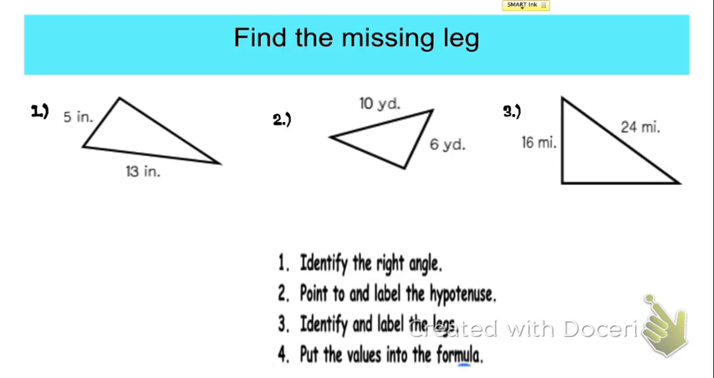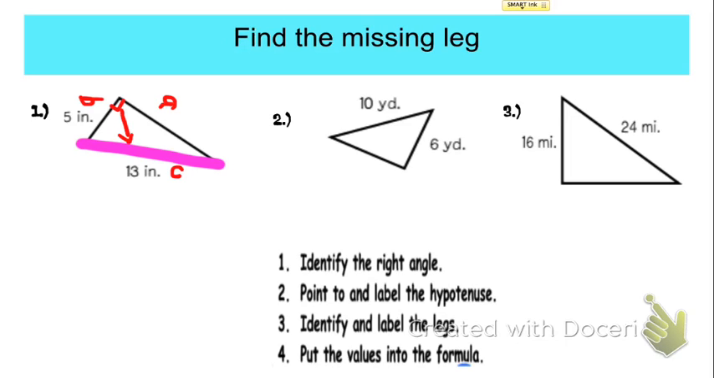Number 1, we have a triangle, and if you look down at your guiding questions, it says first to identify the right triangle. So I have to find my right angle. It is right here. And then I'm going to point to and label my hypotenuse. So I'm basically going to draw an arrow directly across to find my hypotenuse. This is my hypotenuse. And now I'm going to identify and label my legs. So this is going to be A, B, and we have C here.